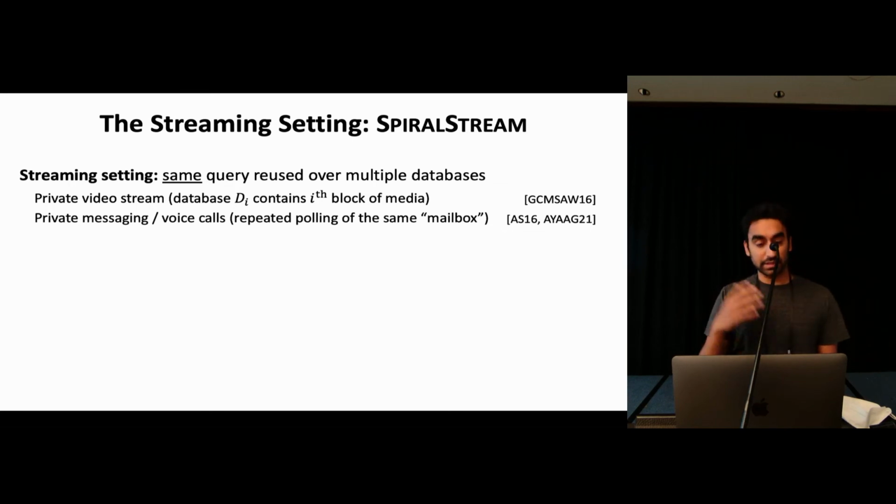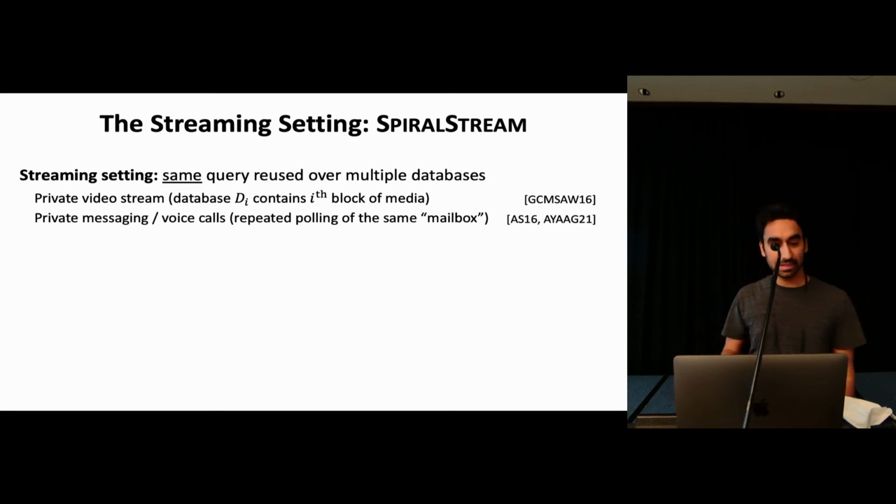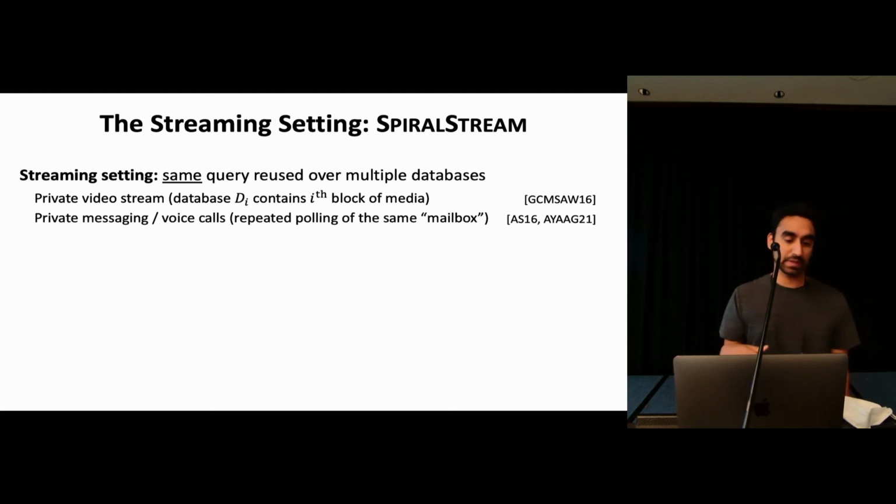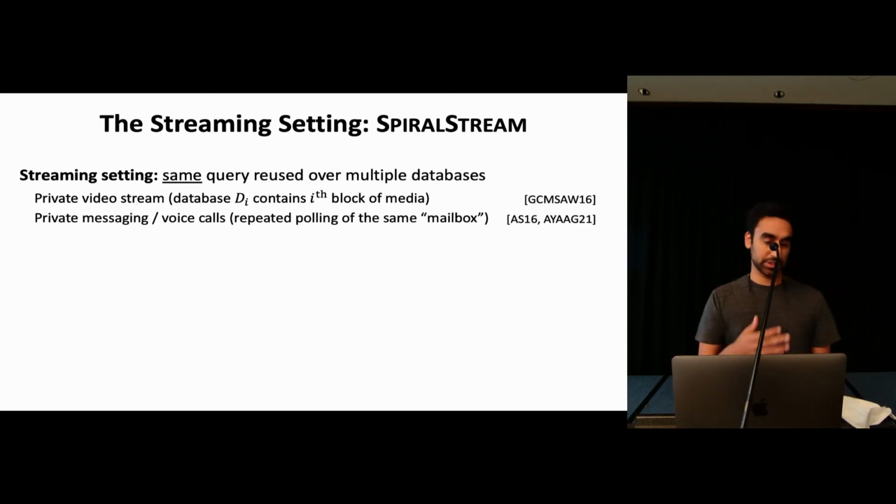So now I'll talk about analyzing Spiral in that other setting, the streaming setting. In this setting, the same query is reused over multiple databases. And you might ask, when would you ever do that? And the answer is actually, more frequently than you'd expect. So the first time is, if you're streaming a video, you want the database item in chunks progressively so that you can stream. So that's an example. And another example where this streaming setting comes up is when you're doing a private messaging or a metadata private messaging or voice call system.